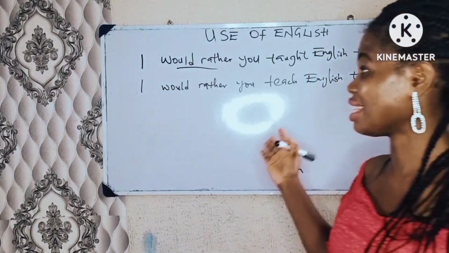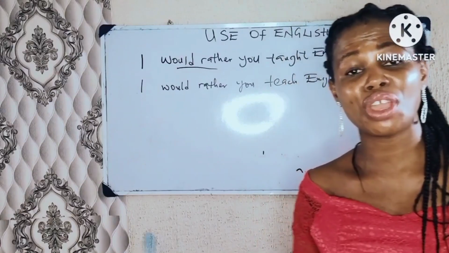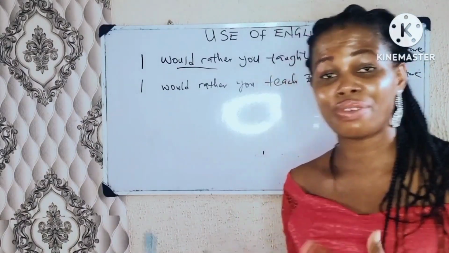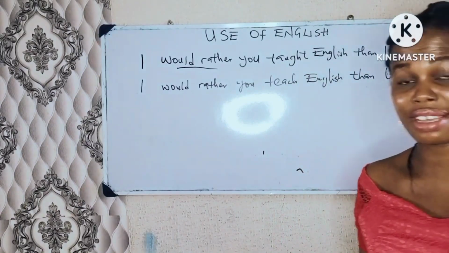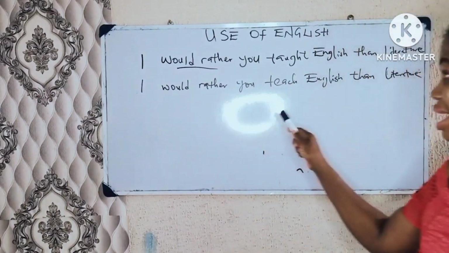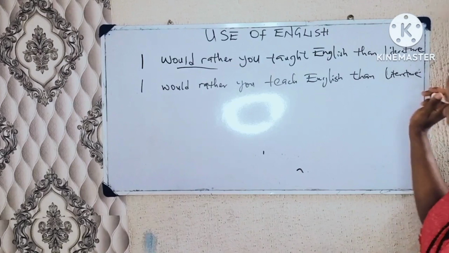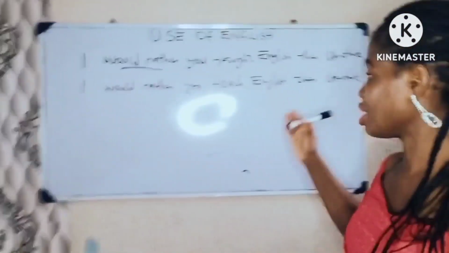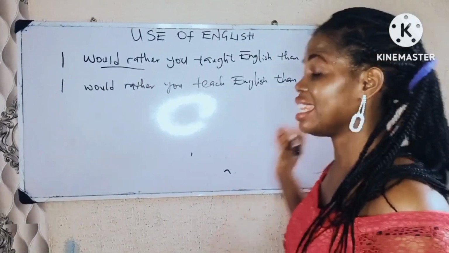Today, you're going to learn how to use would rather in a sentence. Would rather is an expression that you use when you want to say that you prefer something to another. For example, I would rather you taught English than literature.